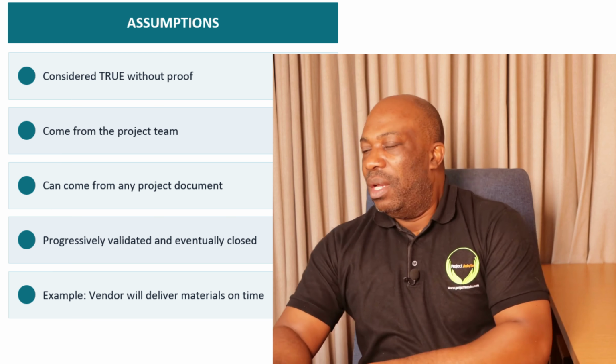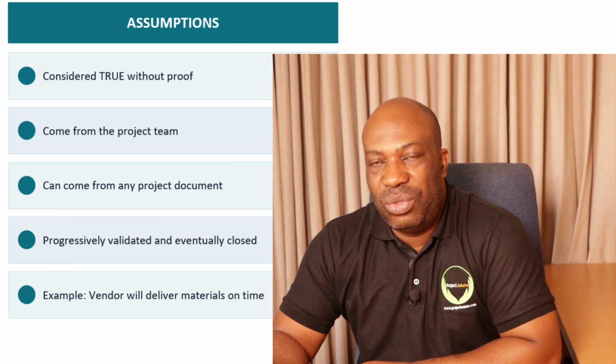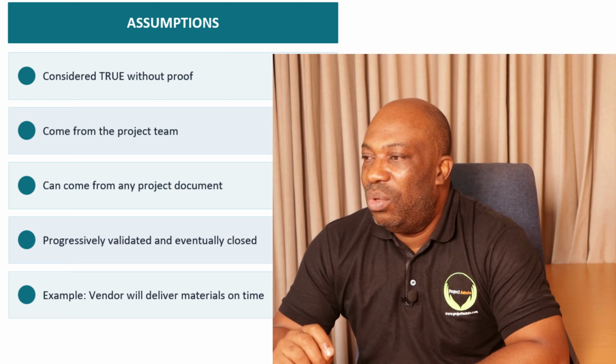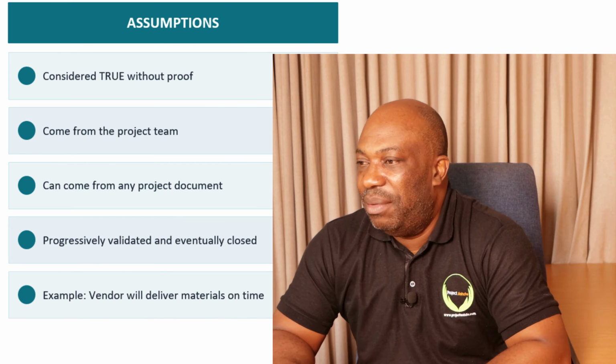So in this section of the video, we are going to clarify the main differences between assumption and also constraint. So let us go through them one by one, starting with assumptions, and then we also go through the constraints. So in terms of assumption, it is considered to be true, but without proof. That is very, very important. Then it also comes from the project team. The assumptions should come from the project team.